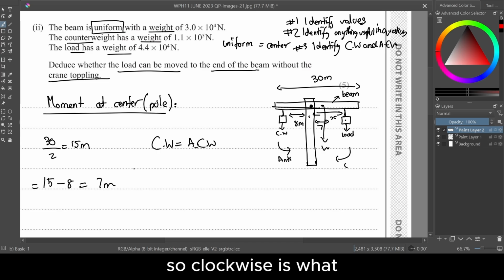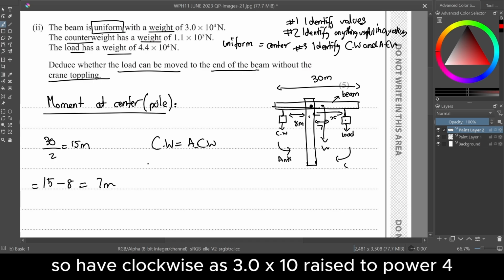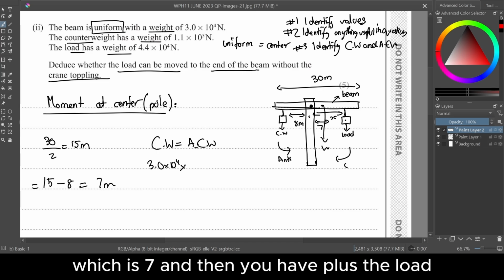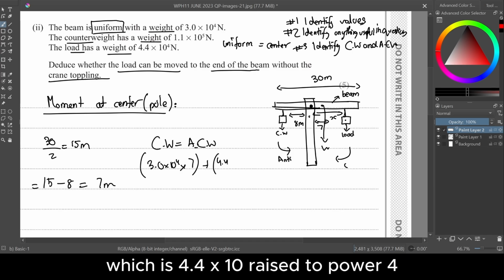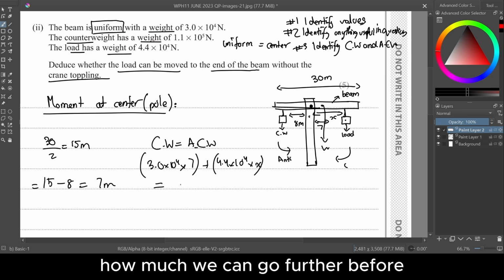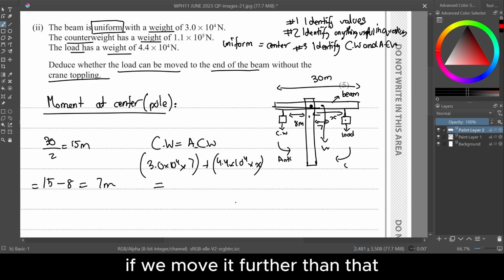So clockwise is what? I have clockwise as 3.0 times 10 raised to power 4, the beam, times the distance, which is 7, plus the load, which is 4.4 times 10 raised to power 4, times x. How much can we go further? If we move it further than that, it will topple anyway.